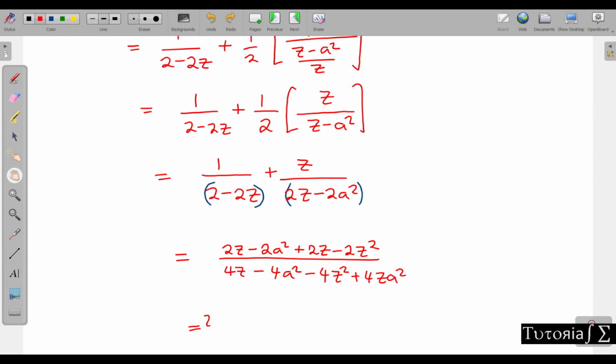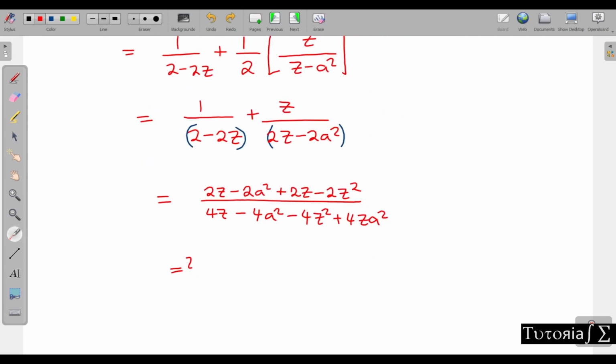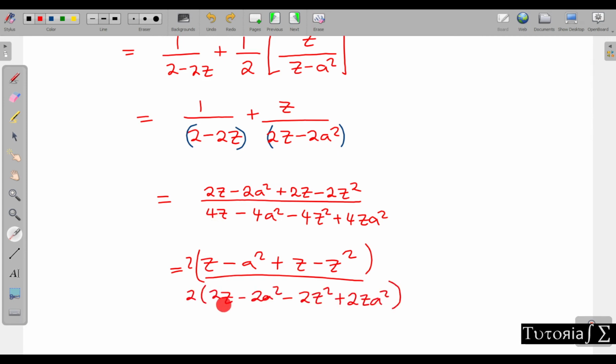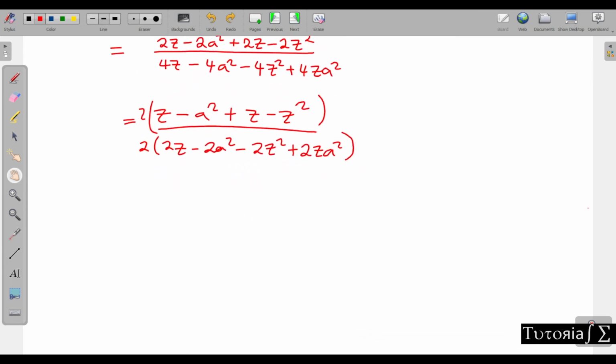and from here we can factor out the 2 on top, and at the bottom we see that there's a 2 everywhere. There's a 4 here, we can factor out the 2. So when we factor out the 2 on top, it will be negative s squared plus z minus z to the power 2. And here we factor out the 2, we're going to have 2z minus 2s squared minus 2az squared. Right, then finally we can cancel out these 2, okay? And we're going to remain with that on the numerator.